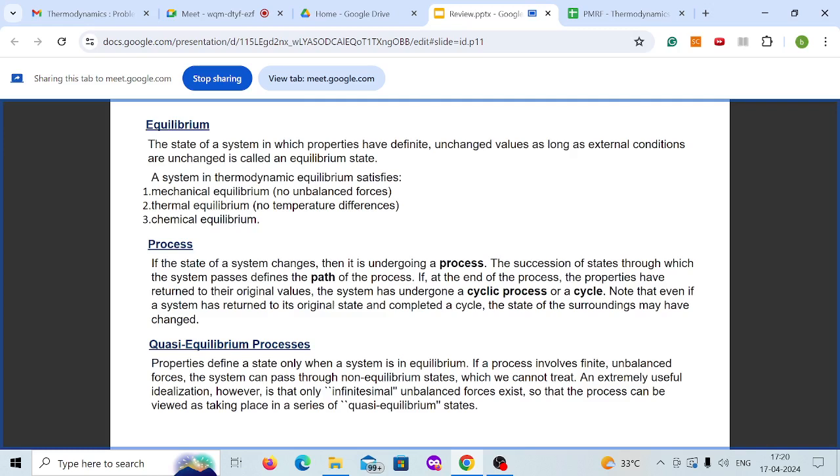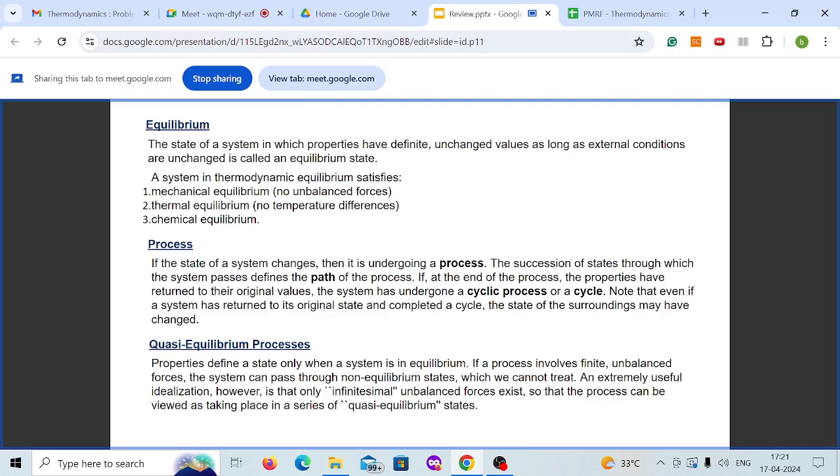Next is a quasi-equilibrium process. We know what a process is. What is this quasi-equilibrium? Quasi-equilibrium means tending to equilibrium, or as if it's in equilibrium. If a process involves finite unbalanced forces, the system can pass through non-equilibrium states which we cannot rate. An extremely useful idealization, however, is that only infinitesimal unbalanced force exists, so that the process can be viewed as taking place in a series of quasi-equilibrium states.